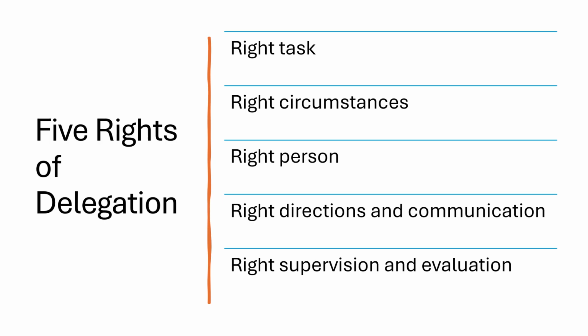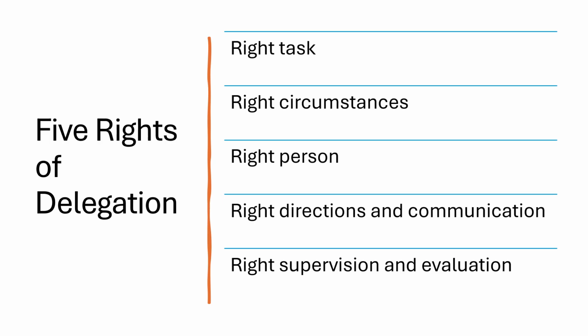First up, right task. The activity must fall within the delegatee's job description or be clearly outlined in your facility's policies and procedures. Competency training should be provided to ensure the delegatee is prepared. The right circumstance. Delegation is only appropriate when the patient's condition is stable. If anything changes, the delegatee must notify the licensed nurse immediately, who must reassess the situation.